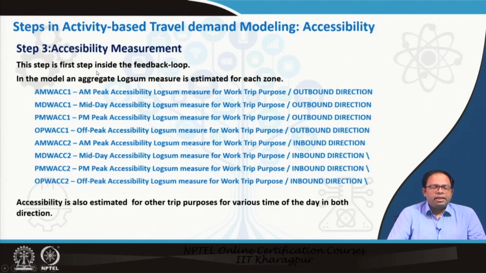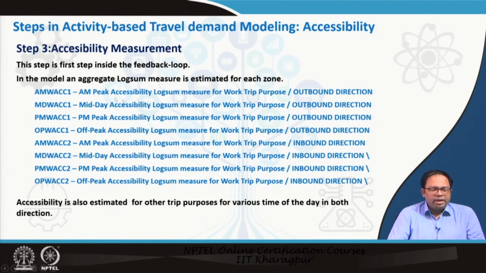Once we have done that, the next step is to determine accessibility. Again, accessibility could be done in different ways. We determine accessibility for different kinds of trip purposes and for various times of the day and in both directions. That means accessibility will vary depending on direction, which is understood because the zone changes, and it will vary as per the trip purposes and also for different times of the day. In this particular case, a log sum measure is usually used, but you can always use your own measure. A log sum measure is a composite measure which includes the travel time by different modes, and that gives us how accessible a particular zone is.